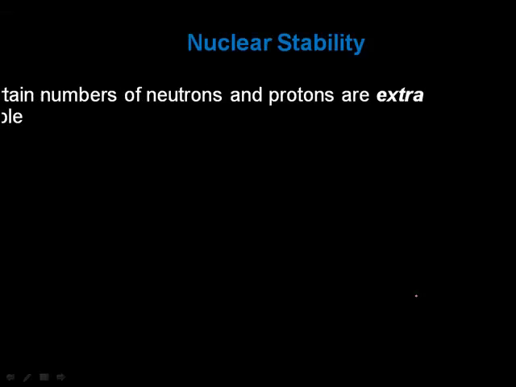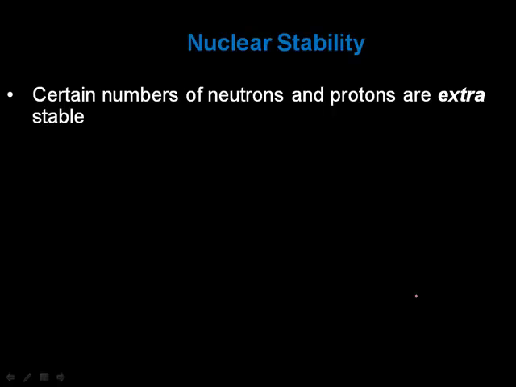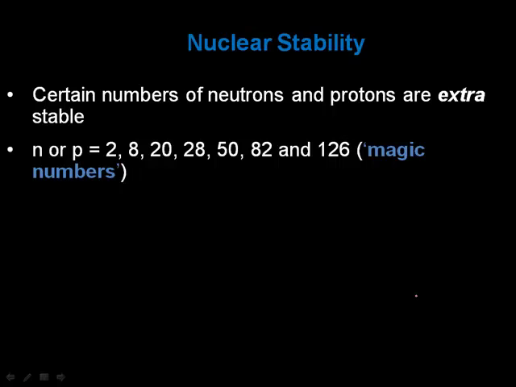Now, nuclear stability: there are some unique trends and patterns that have been noticed. Certain numbers of neutrons and protons are extra stable. So some things are even more stable, hence less radioactive. If the number of neutrons or protons is 2, 8, 20, 28, 50, 82, or 126, these are called the magic numbers. These tend to be incredibly stable.